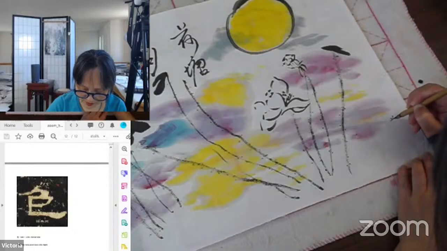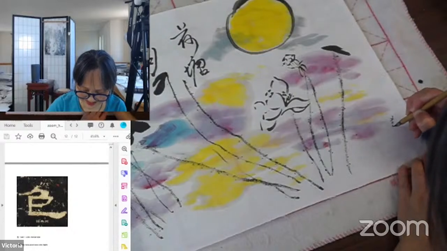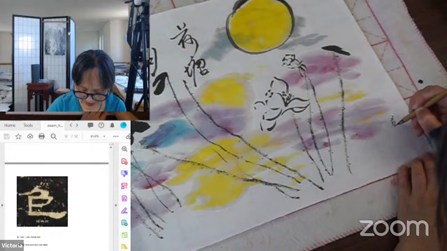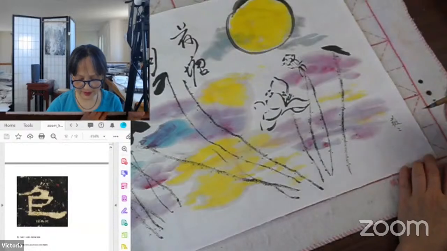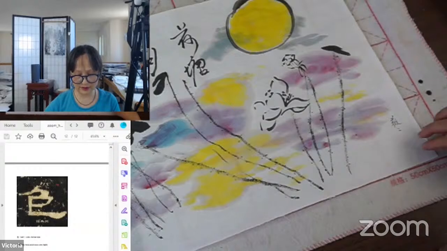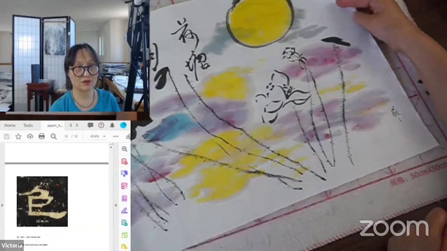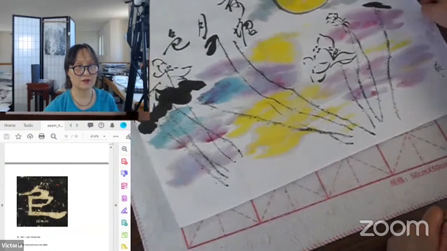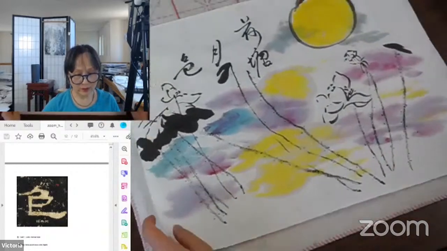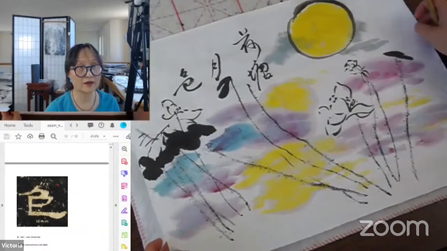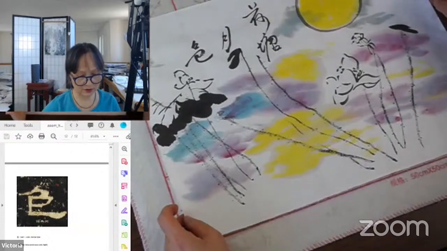See, not smear, I can go very slow. Too dry, actually. Okay, and then later I put my seal here, because I do not want too many things. Okay, what about yours, or any question, any suggestion?